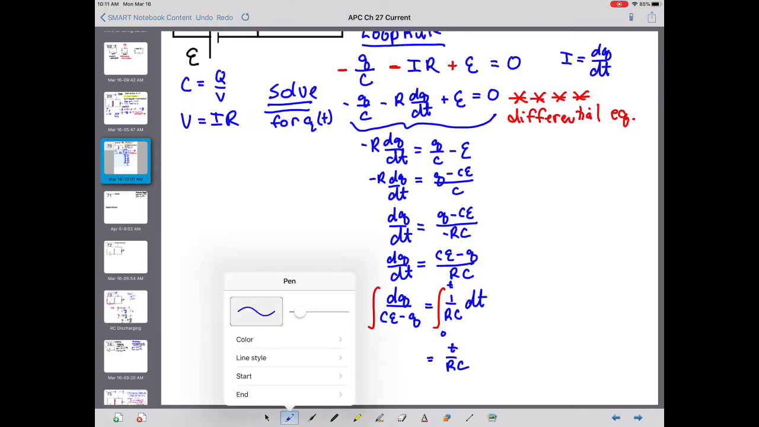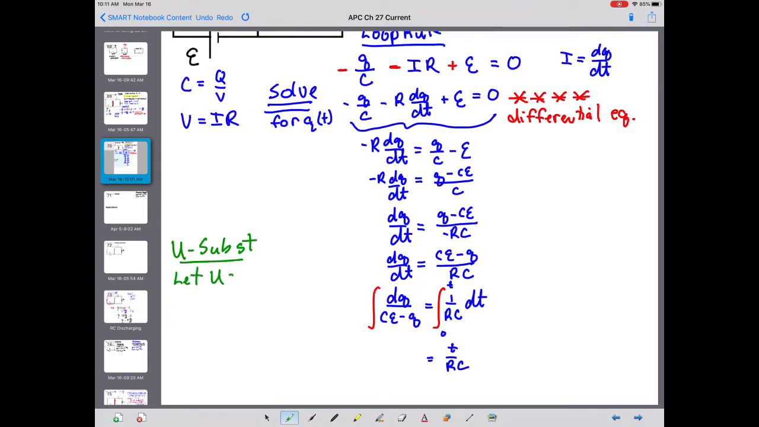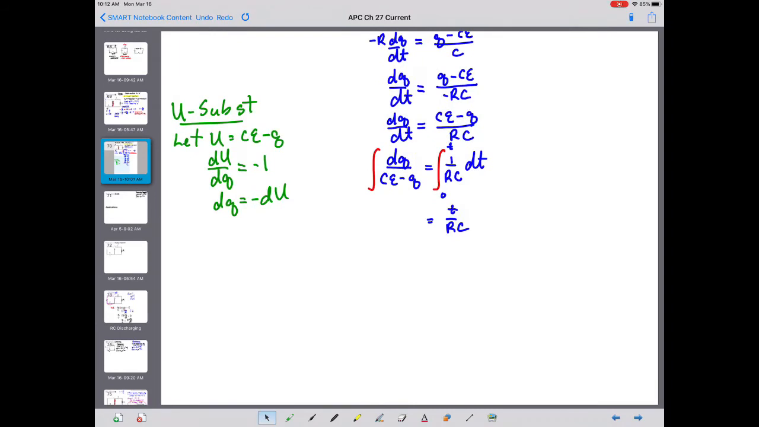On the left side, a little bit more complicated. So I'm going to do a U substitution and let U be equal to that denominator, C EMF minus Q. And so then du/dq would just be a negative 1. So then dq would be equal to negative du. When I put that in there, then what I'm going to have is the integral.